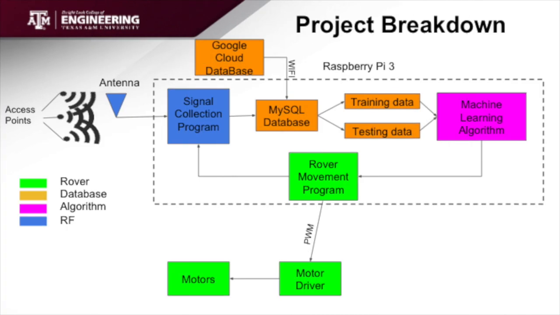We broke the project down into 4 systems for our 4 members. The first was the rover, which utilized the motors, the motor driver, and the rover movement program. Then there was the database that used the Google Cloud database with MySQL. The antenna subsystem, the RF subsystem, took in the signals and put them into the database. And then the machine learning algorithm used the k-nearest neighbors algorithm to sort and control the rover.